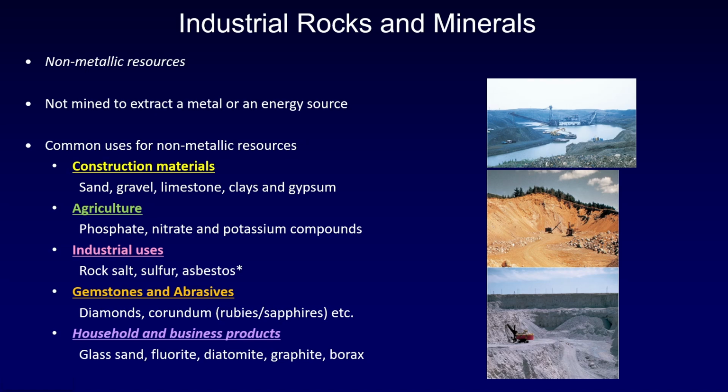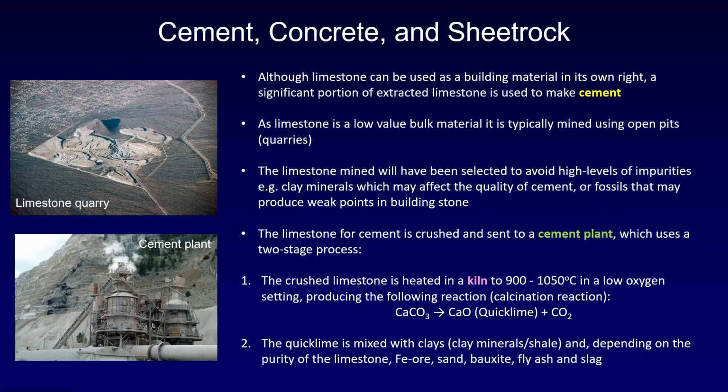That's going to be things like glass sand. It's going to be things like fluorite for toothpaste. We're going to have diatomite, which is used in things like gardening purposes. We've got graphite, which is used for things like pencils. And we have borax, which is used in some types of laundry detergent. So none of these types of industrial rocks and minerals are as exciting as the metallic minerals. So a lot of the time, industrial rocks and minerals are kind of ignored because they're not seen as being as much fun, to be honest. But they are extremely important for society to function properly.